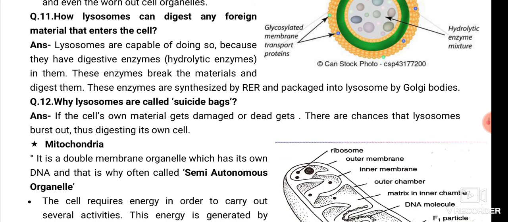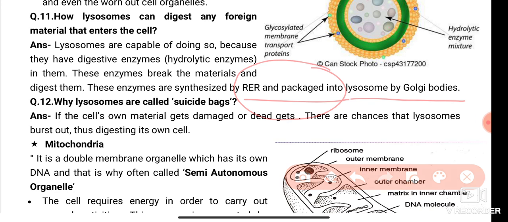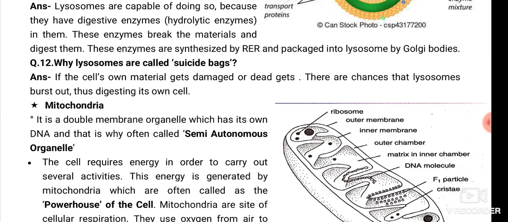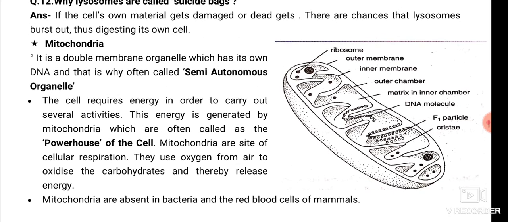How does the lysosome digest any foreign material that enters the cell? Lysosomes are capable of doing so because they have digestive enzymes known as hydrolytic enzymes. These enzymes break the materials down and digest them. These enzymes are synthesized by rough endoplasmic reticulum, and lysosomes are synthesized by Golgi bodies. Why are lysosomes called suicidal bags? If the cells digest their own material after death, then they are called suicidal bags.